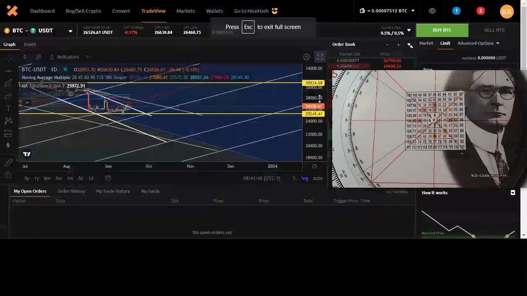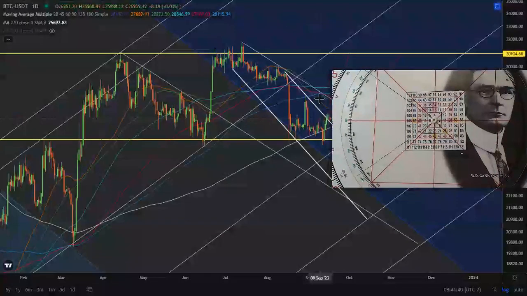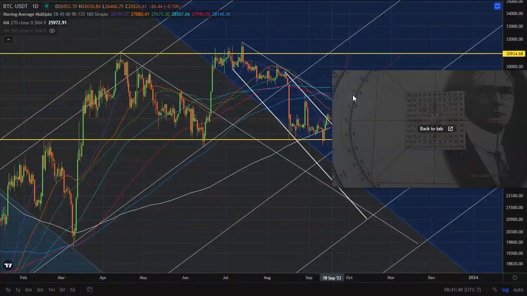Today we're going to be talking about sidereal time and an update to a previous sidereal update.